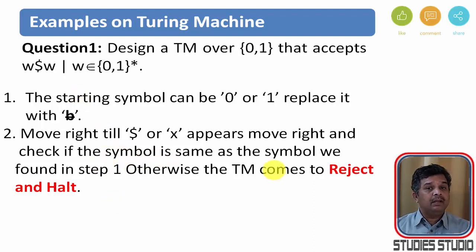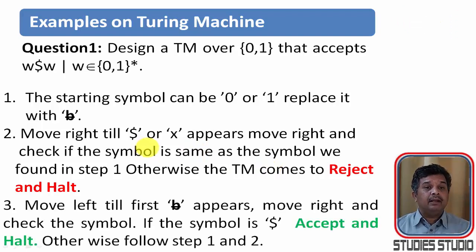If they are not the same, we are going to come to the reject state. And if they are the same, again we'll start moving towards the left till the first blank appears. Then again we'll move one step towards its right, check the symbol and repeat step 1 and step 2. And ultimately, when only the dollar symbol is left, we'll come to the accept and halt state.